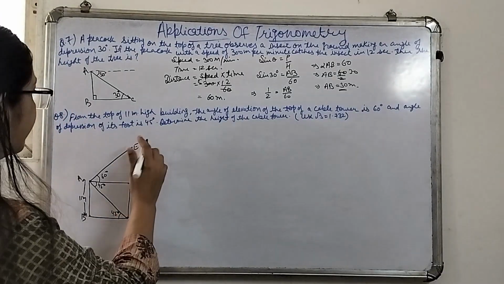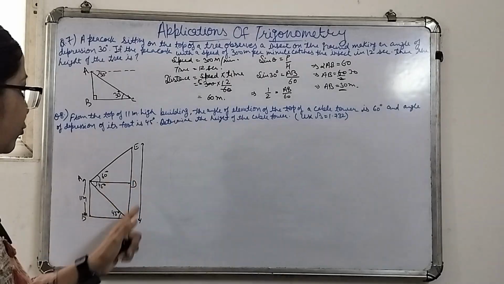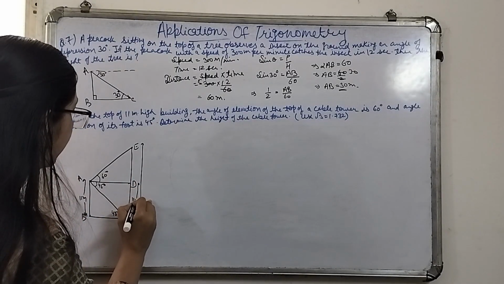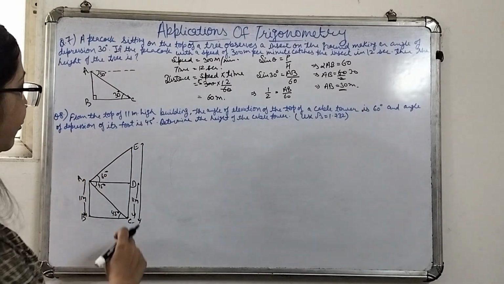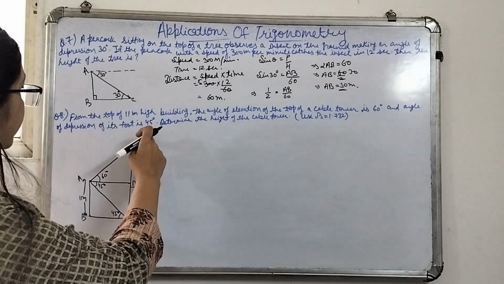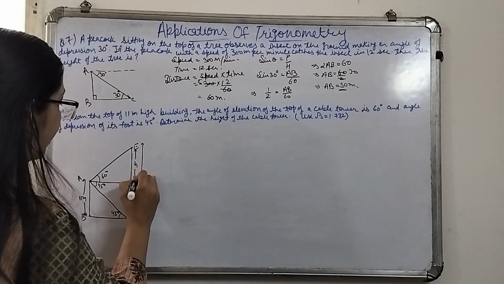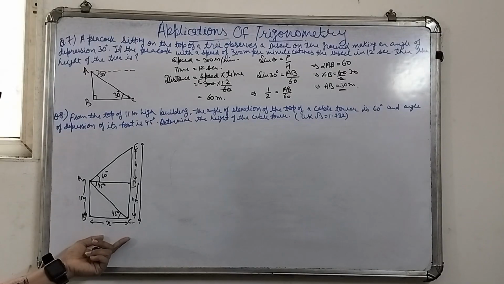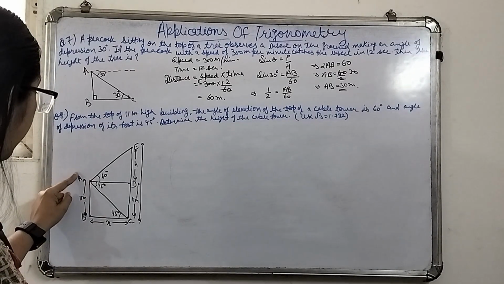That means we have to find this height. This is EC we have to find. Now over here, if this is 11 meter, we know this will even be 11 meter. That simply means we need to find this height ED, and if we add ED and 11, we will get the height of the tower, that is EC. Suppose I take this as H, and suppose I take this as X. This is X.